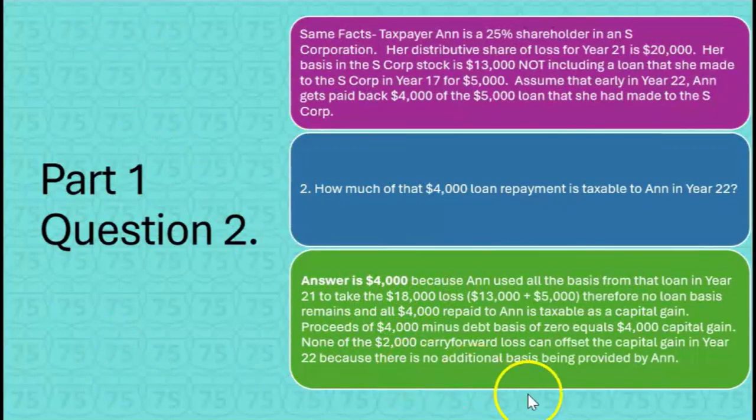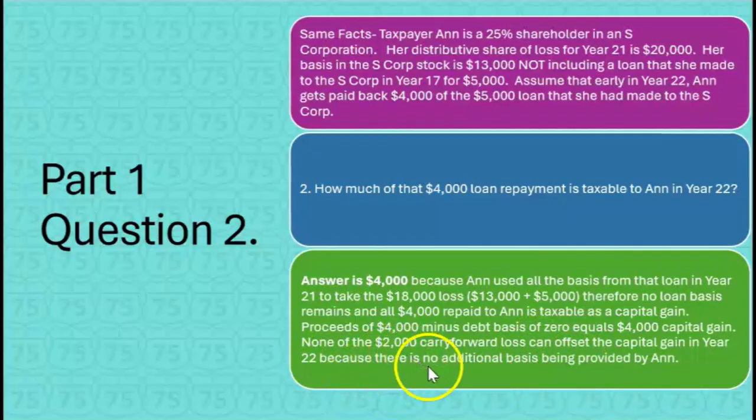Why? Because Ann used all the basis from that loan in year 21 to take that $18,000 loss. Therefore, she has no loan basis remaining. So all $4,000 repaid to her is taxable as a capital gain in year 22. The proceeds of the $4,000 loan repayment minus her debt basis of $0 equals a $4,000 capital gain for Ann.